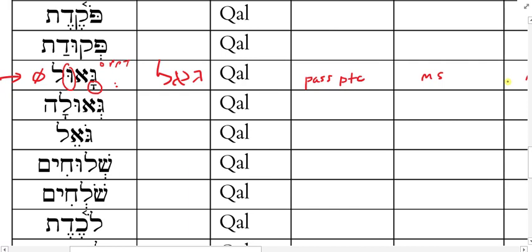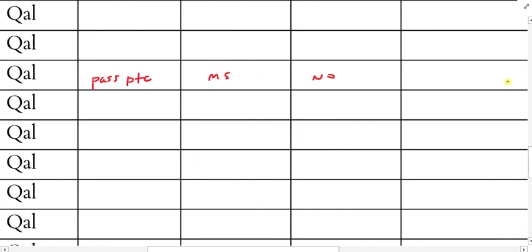Okay, so ga'al, the Qal verb, means to redeem, but if I'm going to make it passive, I have to give it a passive translation. Redeemed, right? The redeemed man, the redeemed cat, the redeemed slave. In all these situations, those entities are not redeeming, but rather they have been redeemed. And that's what a passive participle does.